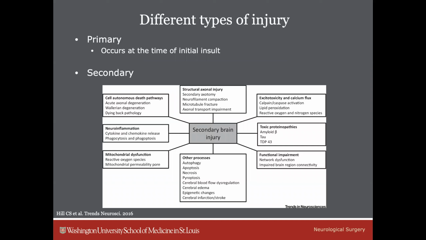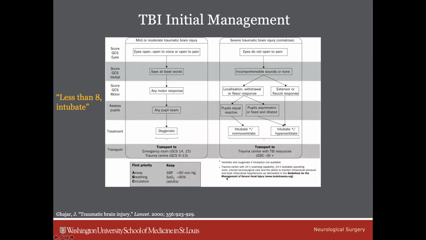So at the time of TBI, you have an initial injury that occurs to the brain. That obviously causes a degree of neurological deficits. Subsequent to that, you have secondary brain injury that occurs due to a variety of insults, including activation of cell death pathways, axonal structural injury, excitotoxic injury, protein accumulation, and multiple other processes. This is an active area of research among different TBI scientists. We won't go into that now.